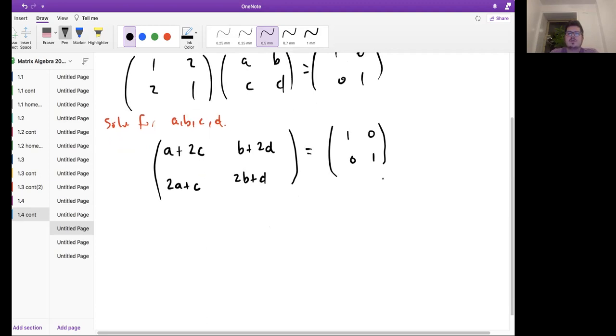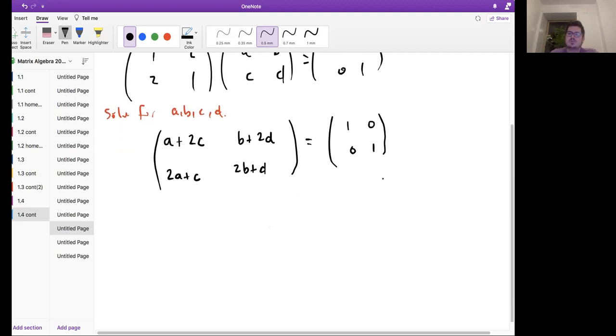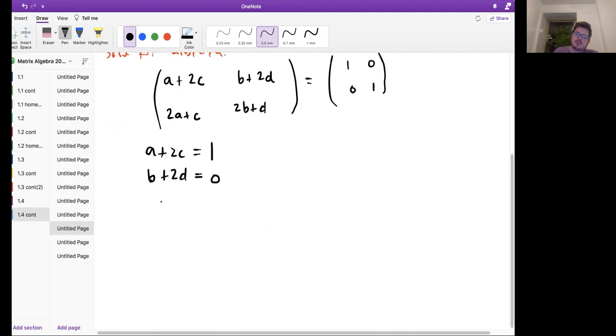So if this is true, what's true about A plus 2C? What is that equal to? A plus 2C equals 1. What's B plus 2D equal to? 0. 2A plus C equals 0. And 2B plus D equals 1. All right, this looks like something, right? What is this? How do we solve for A, B, C, D?